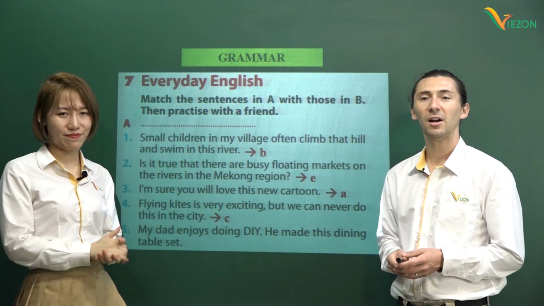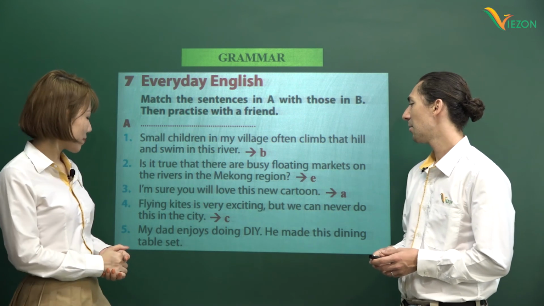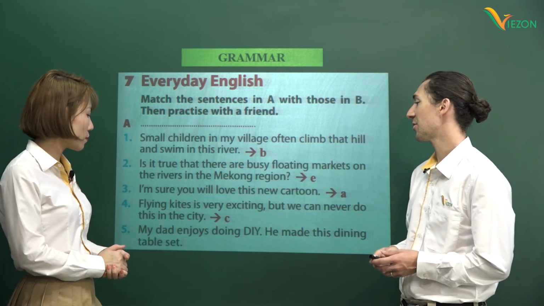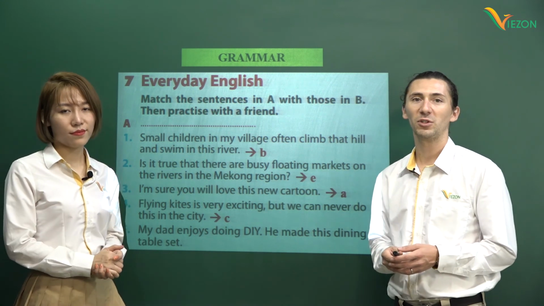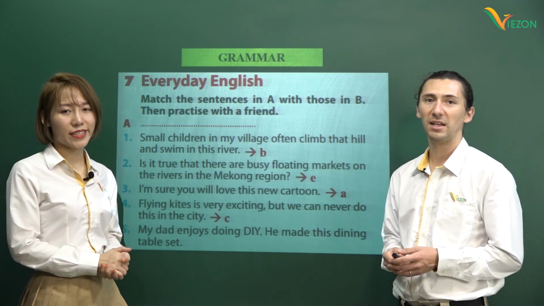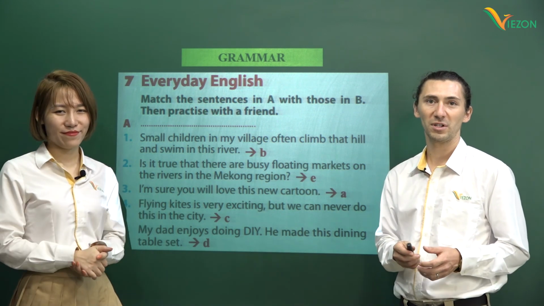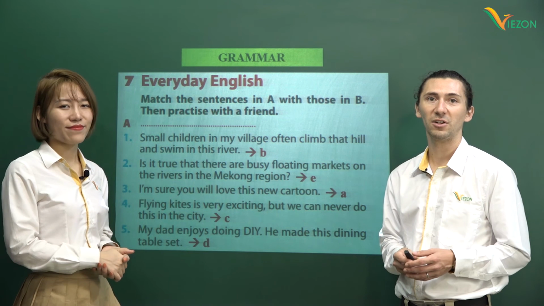And number 5. All right, and the last one, number 5 says, my dad enjoys doing do-it-yourself. He made this dining table set. All right, and the only response we have left from person B is letter D. That's awesome. So the person B was very impressed with what the dad could do.